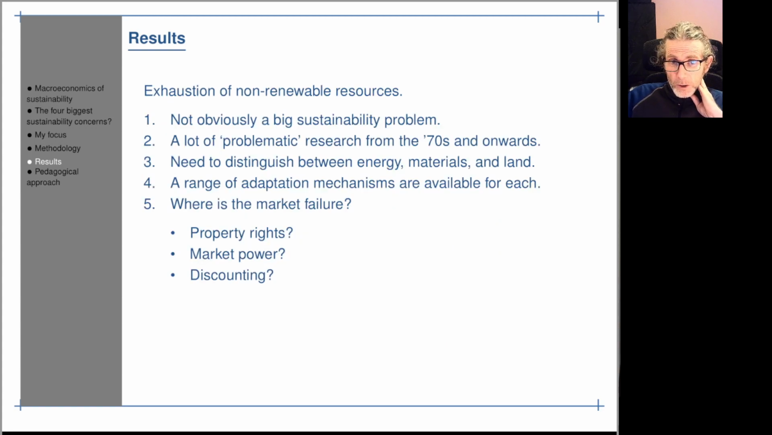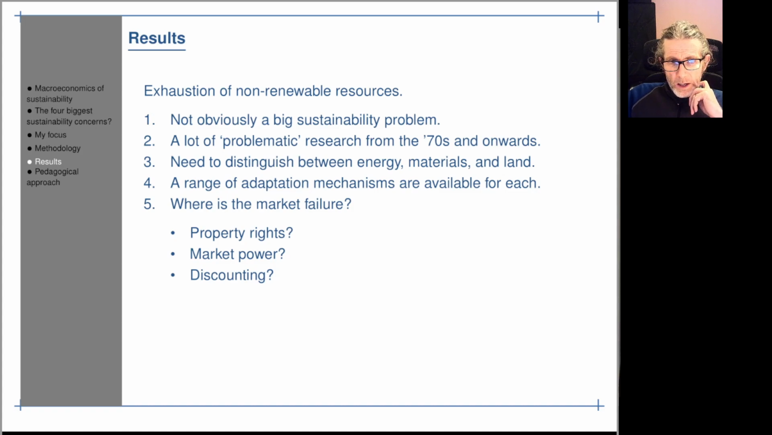Exhaustion and non-renewables, it's fallen off the agenda big time. But we're going to spend quite a lot of time talking about it because it was a big focus back in the 70s, which is where we start looking at the literature. It makes a big difference whether we're looking at energy, materials, or land. In each case, we have limited supplies, and there's a range of adaptation mechanisms available in the economy.